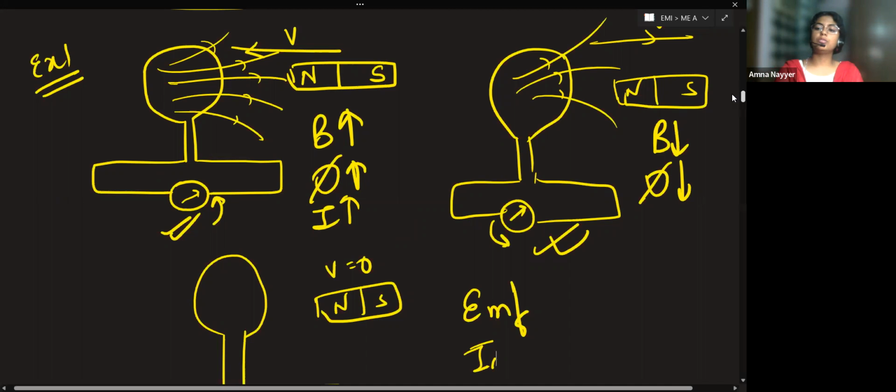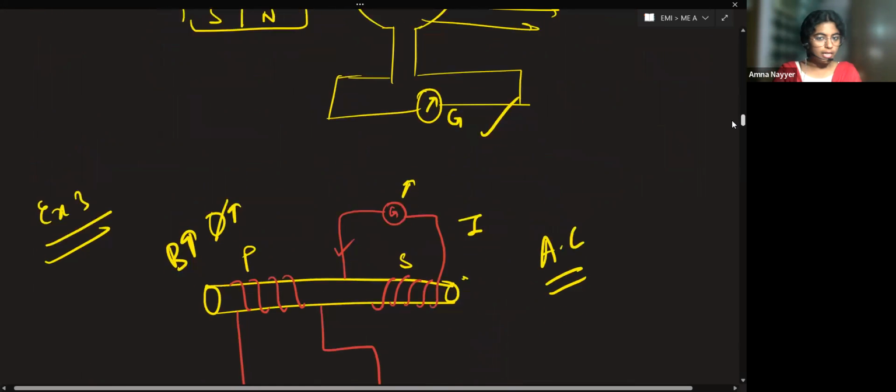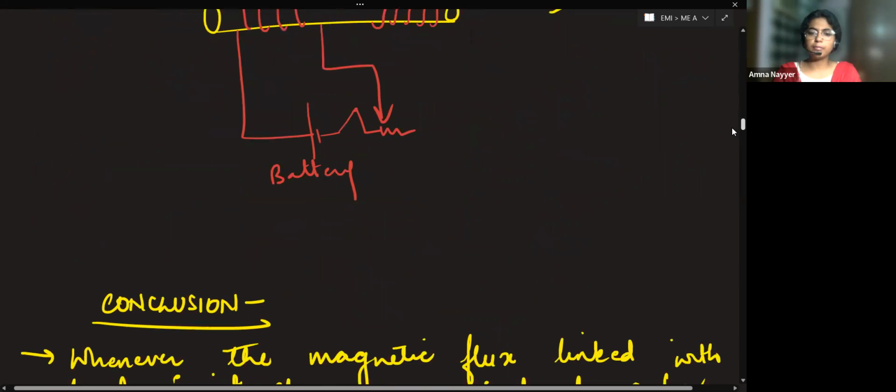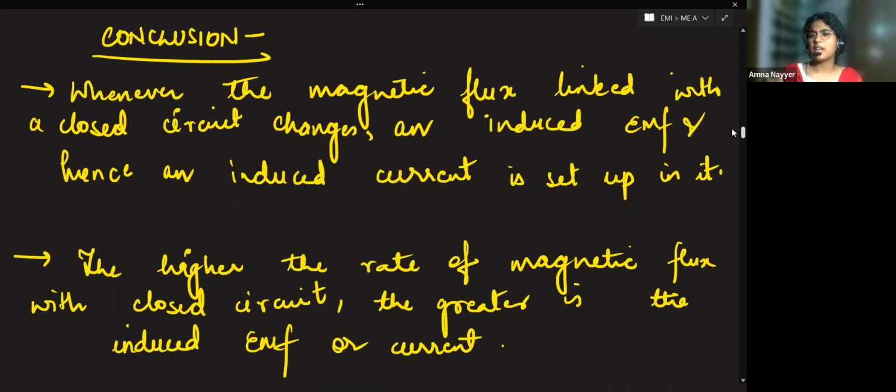Now see all the two conclusion points that I had written. If you have not understood, tell me freely, I'll explain it again, because this is a very important part. But this is easy because the experiments are not in detail. Otherwise, the experiments have a lot of detail. Conclusion says, whenever the magnetic flux linked with a closed circuit changes, an induced EMF and an induced current is set up in it.